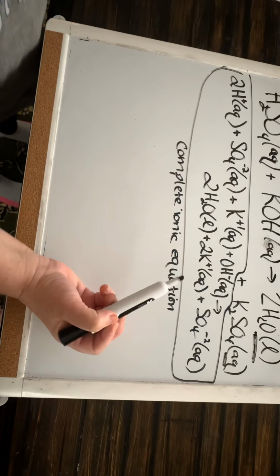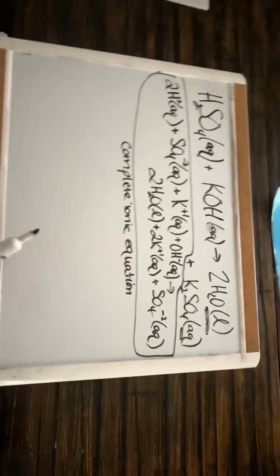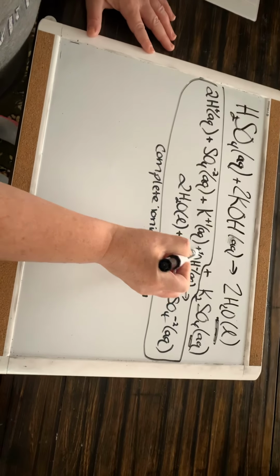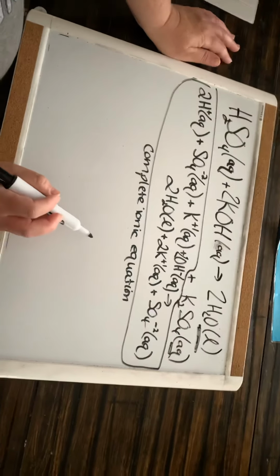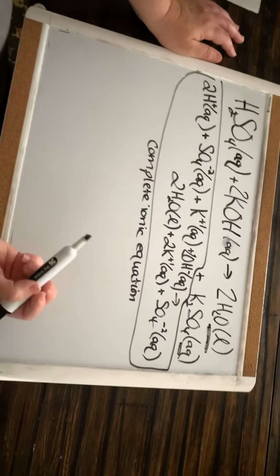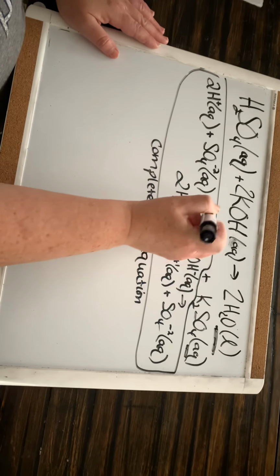They didn't balance this correctly. Sorry. Anyway, this should be 2. This should be 2. Sorry about that. I just pulled this out of the notes and they didn't balance it correctly. They put a 2 there, but they didn't balance anything else. But anyway, so have 2 there.